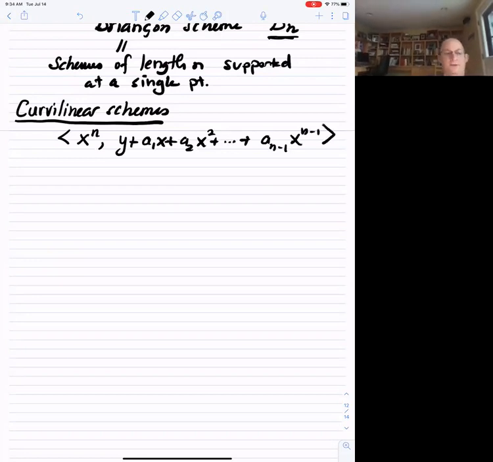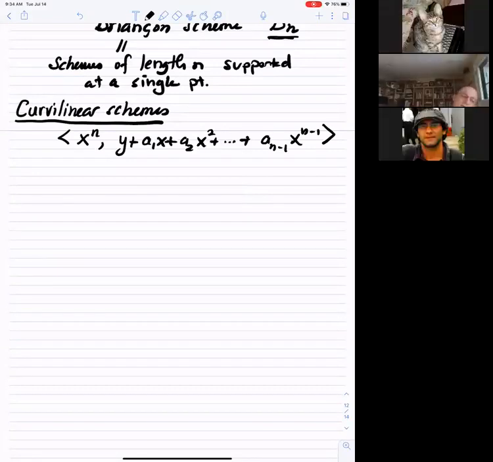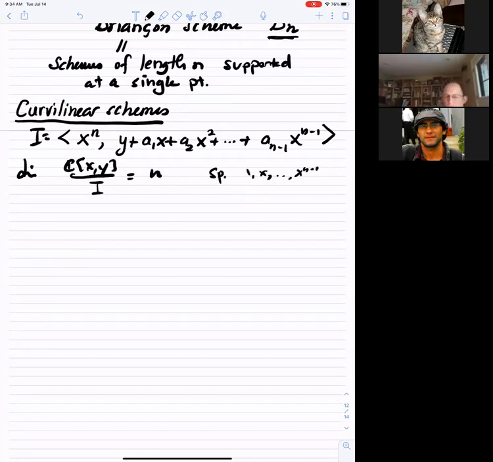Now, if you think about what this is, this really gives you a scheme of length n, because this vector space is spanned by 1, x, all the way to x^{n-1}. So the dimension, let me call this I, of C[x,y] mod I is really n. It's spanned by 1, x, dot dot dot, x^{n-1}. If you have these things, then you can solve for y.